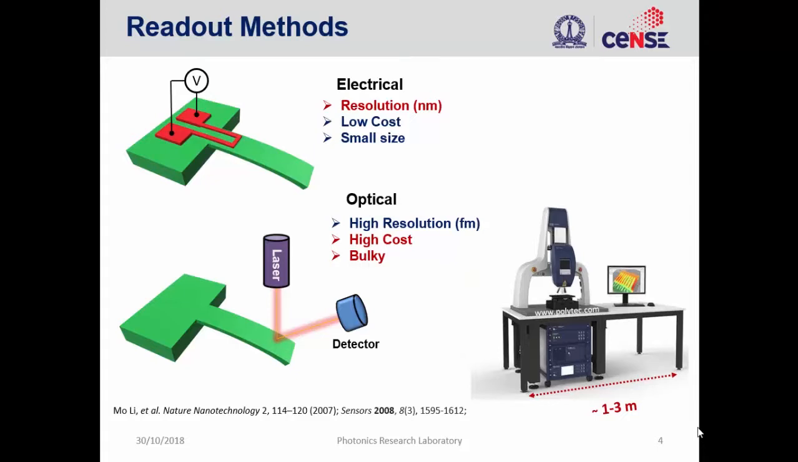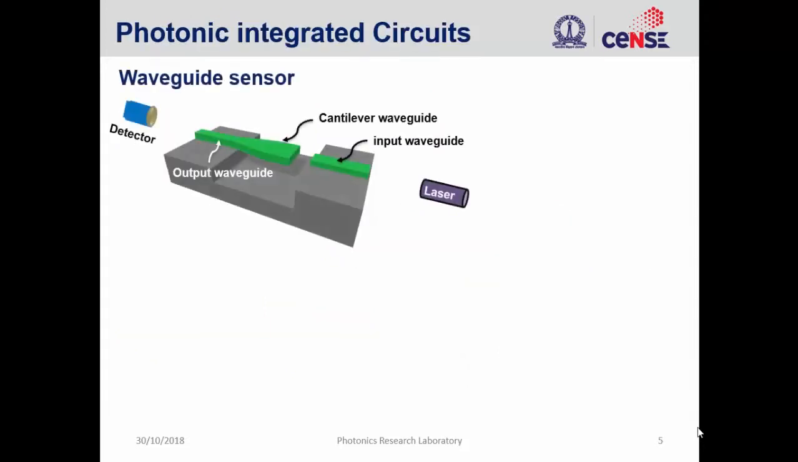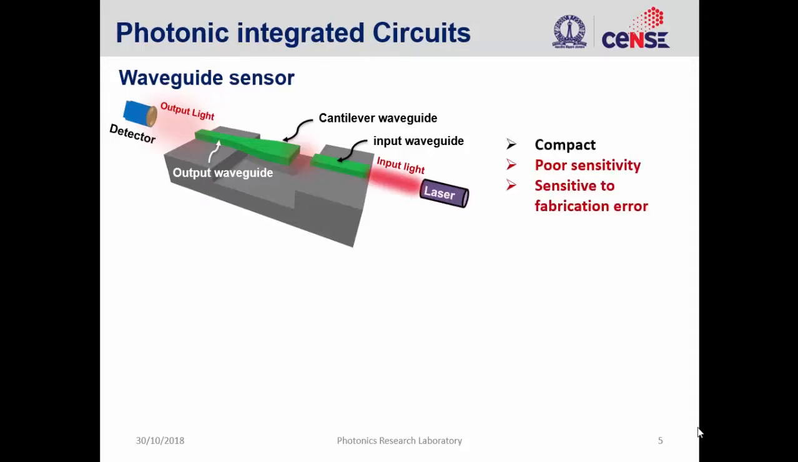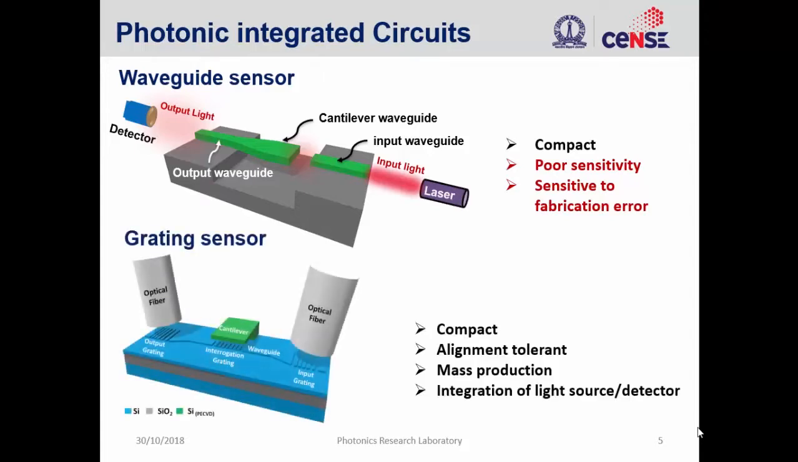In order to mitigate this, people have tried lots of things. One is using photonic integrated circuits, where you have an input waveguide and an output waveguide, and the cantilever is the waveguide here. Light is butt coupled into the input waveguide, and the vibrations are detected based on how much light is coupled into this cantilever. Although it's compact, it is poor in sensitivity because of the coupling mechanism, and it's very sensitive to fabrication errors. So in this work, what we present is grating based sensing.